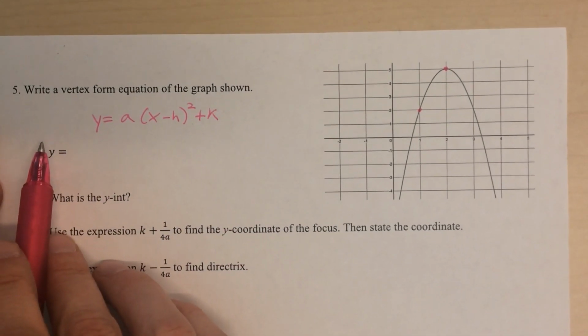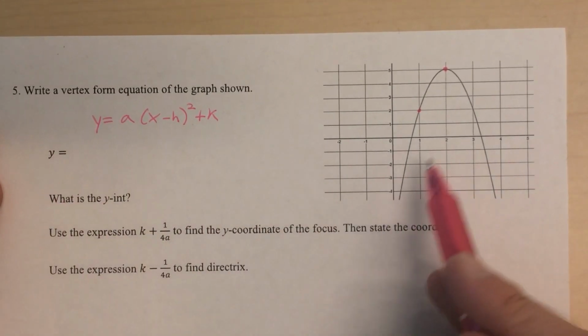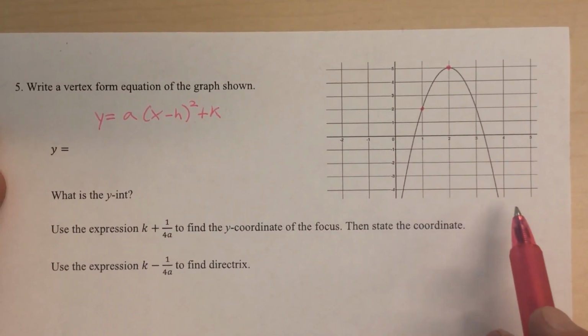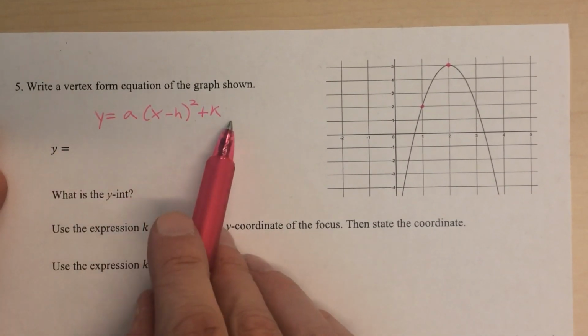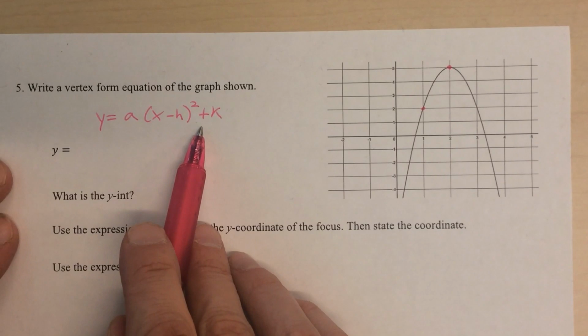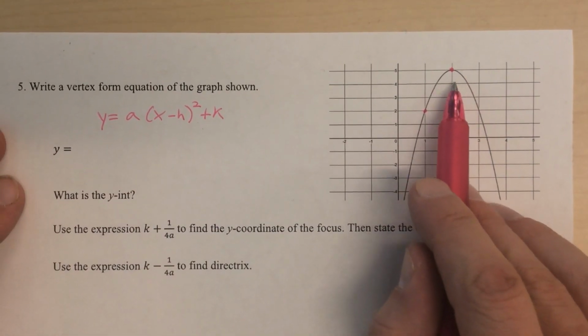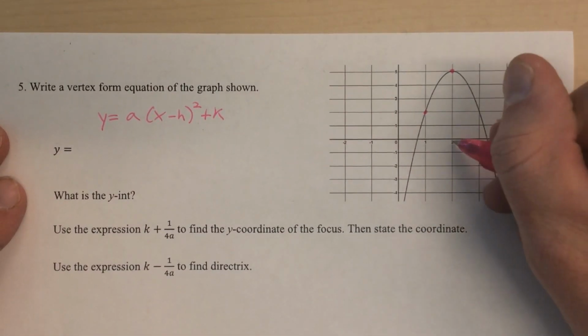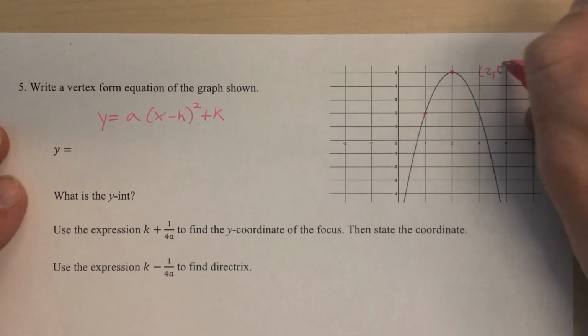Okay, number 5, it starts off with wanting you to write the vertex form for the picture that you have here. This is the outline to the vertex form. One of the great things about it is that the h and the k value are right here in the picture. The vertex is given to you. That location is going to be at a 2 and a 5.